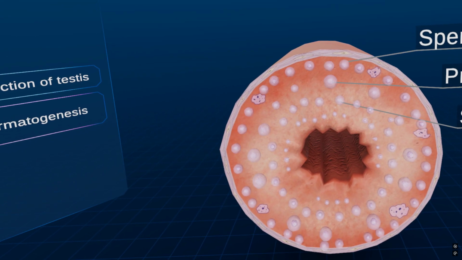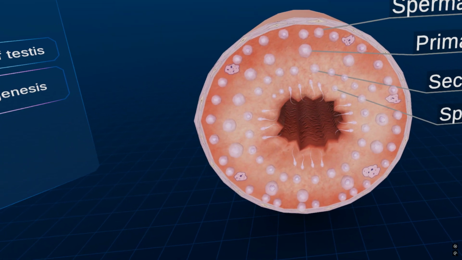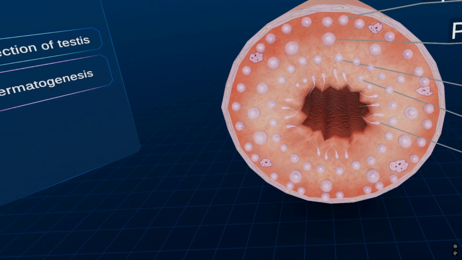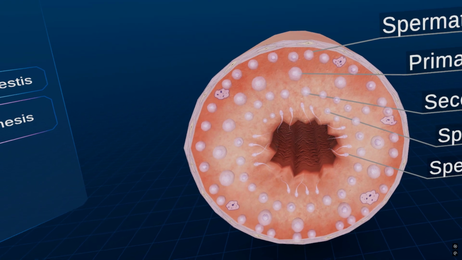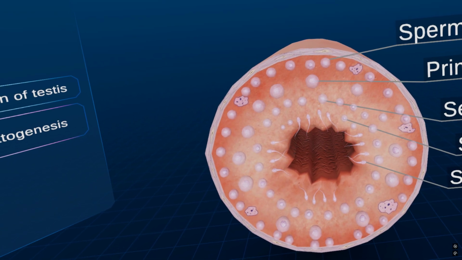The spermatids are the final stage of spermatogenesis. During this process, the spermatids differentiate into mature sperm cells, or spermatozoa. During spermiogenesis, the nucleus of the spermatid condenses to form the head of the spermatozoon, which contains the genetic material.